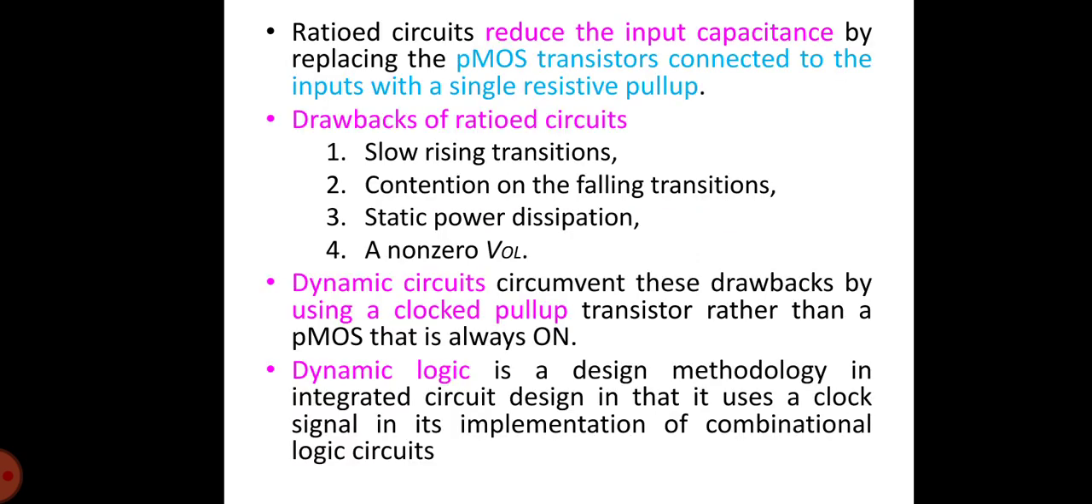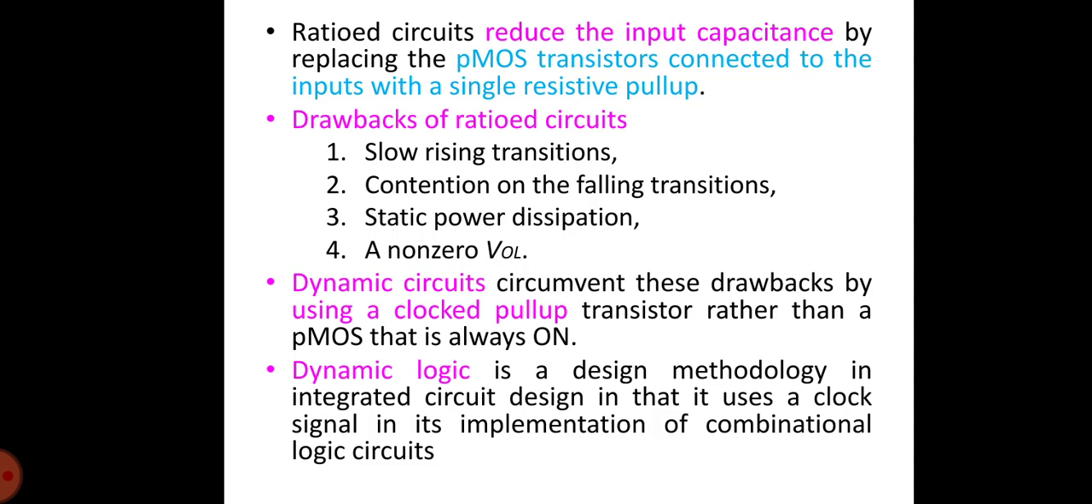The basic construction of an n-type dynamic logic is that you use a pull-down network which is constructed exactly as in complementary CMOS, and the operation of the circuit is divided into two major phases called pre-charge and evaluation, with the mode of operation determined by the clock signal.